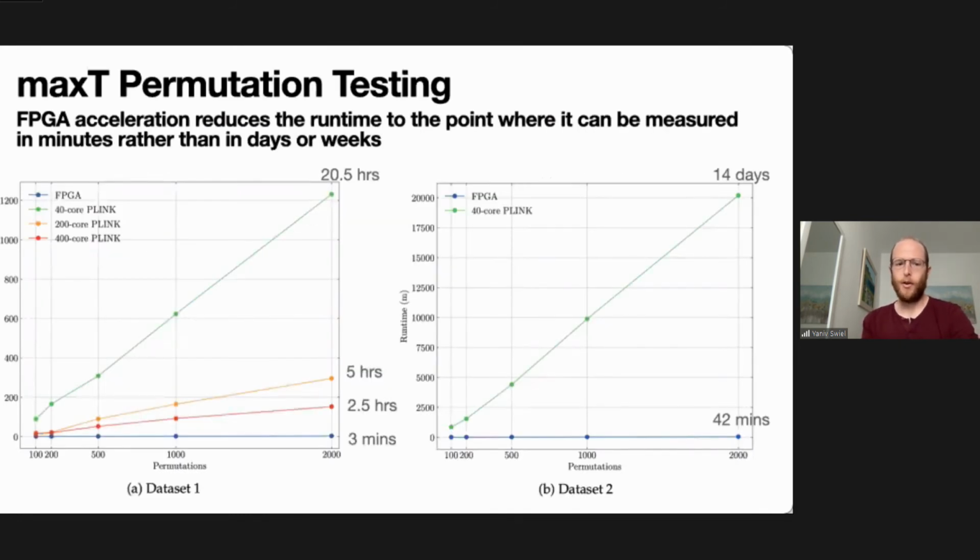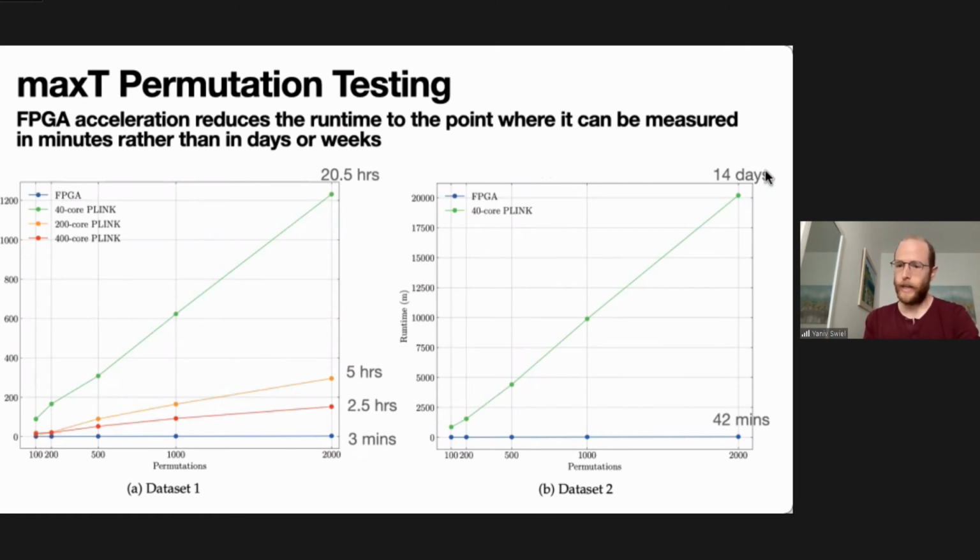These graphs compare the runtime of the FPGA-based MaxT algorithm to Plink, parallelized over 40 CPU cores. I also compared the FPGA runtime to Plink, parallelized over 200 and 400 CPU cores for dataset 1. These graphs show that the FPGA accelerator is significantly faster than Plink for any amount of permutations. You can also see that highly parallelized Plink is still significantly slower than the FPGA-based implementation.